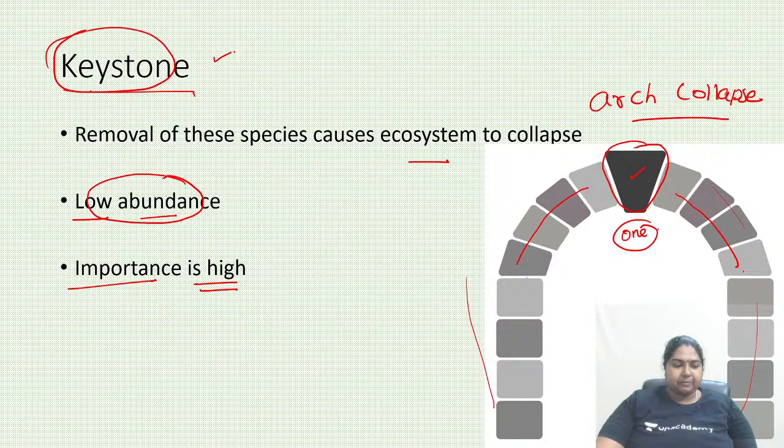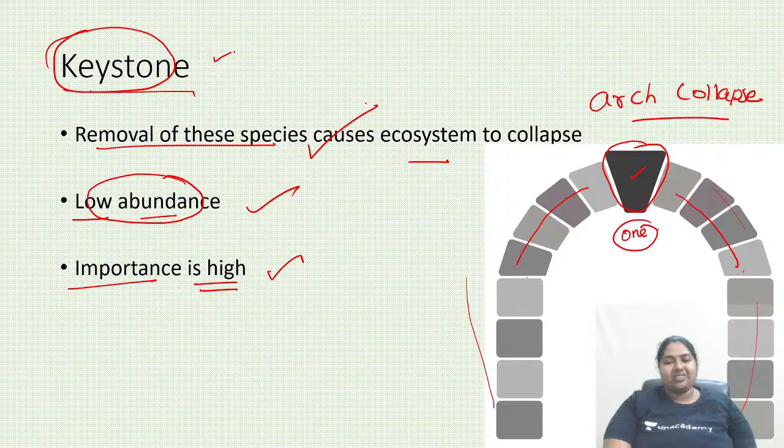It is going to control others, but it is low in number. If you remove these species, the total ecosystem collapses. Right, so this is what happens with the keystone. Only 3 points you need to remember regarding the keystone: it is low in number, it is highly important, and if you remove them, the total ecosystem collapses.